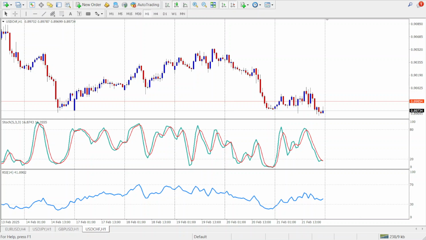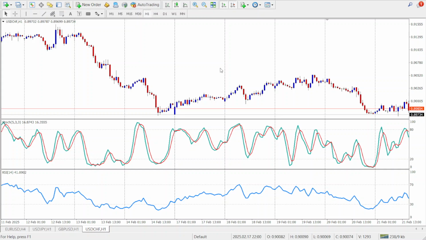Now let us dive into a more advanced technique, which is divergence. Divergence occurs when the price of an asset is moving in one direction, but the stochastic is moving in the opposite direction. This is often a sign that the trend is losing strength and a reversal could be coming. Okay? For example, we can see what happened here.